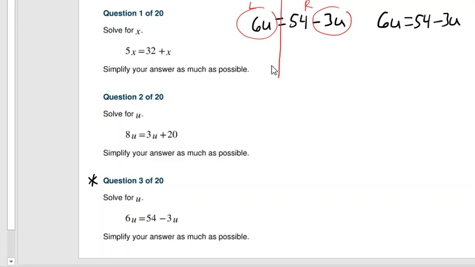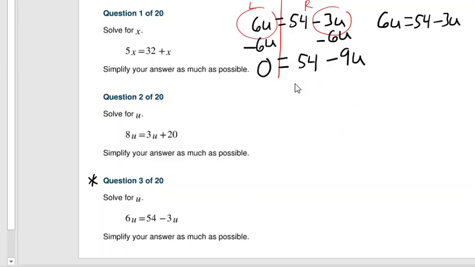Okay, so in order to solve this equation, our very first step is to get these two terms that I've circled in red to be on the same side of the equation. And there's two choices that you can make here. You could make either one of these choices. You could subtract 6u from the left side, which leaves you with a 0. And if you subtract 6u from the left side, you have to subtract 6u from the right side. So then you're left with 54 minus 9 times u.